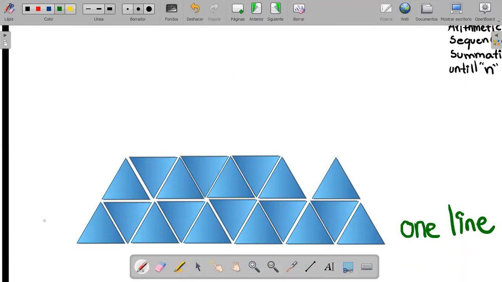11 tiles here. How many for the second one? 1, 2, 3, 4, 5, 6, 7. Well, it's missing this one. 7, 8, and 9. 9 for the second one. And well, I don't know if you pay attention to the details.